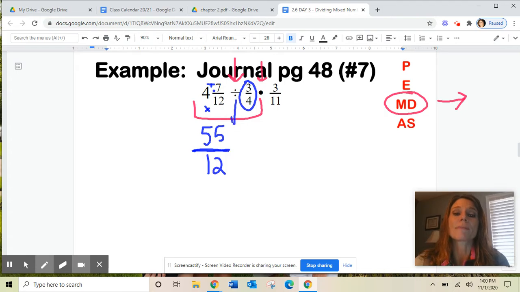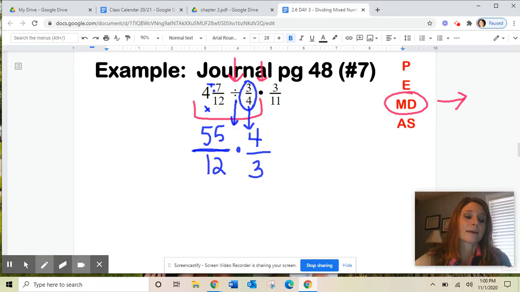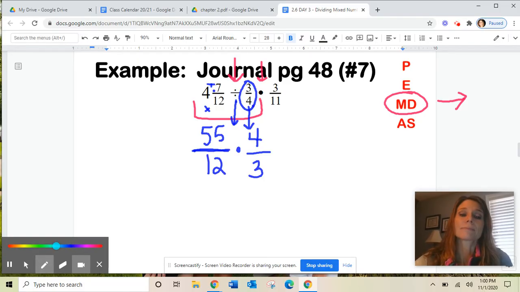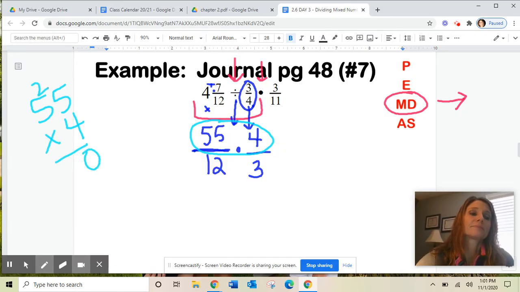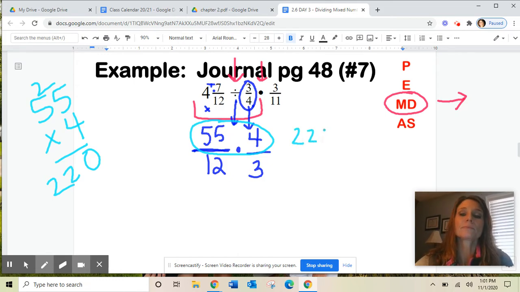I'm going to change the math from division to the opposite, which is multiply, and I'm going to flip and use the reciprocal of the second fraction, which would really be 4/3. So remember, we do the opposite math with the opposite fraction. So I'm going to multiply. Cross my numerators, 55 times 4. Work it on out over here. I get a 220 for that value. And 12 times 3 down below, I get a denominator of 36.